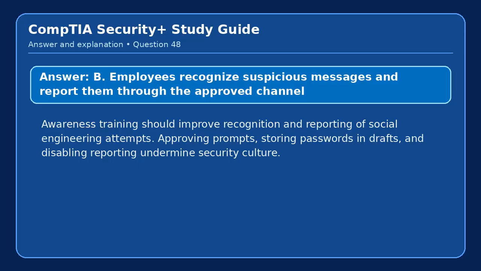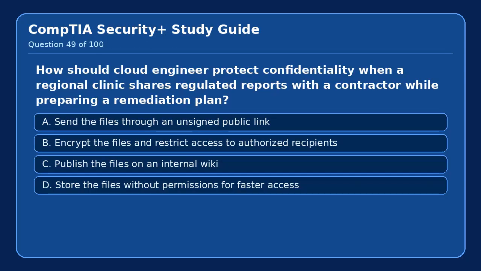Question 50. Which control best supports integrity when a payment processor needs proof that a downloaded firmware image was not altered after a recent audit finding? A. Compare the vendor provided hash with the downloaded file hash. B. Disable logging during the firmware upgrade. C. Rename the firmware file after download. D. Compress the firmware before installation.